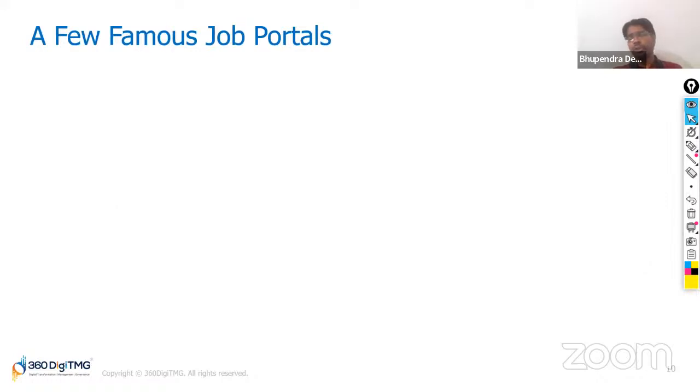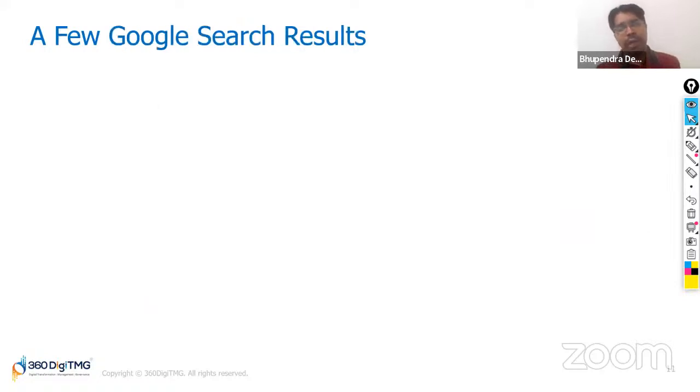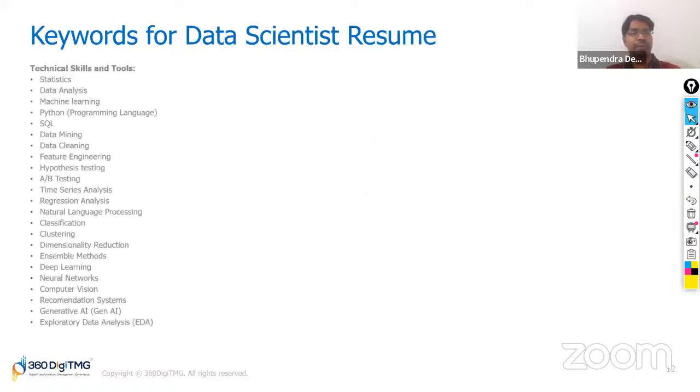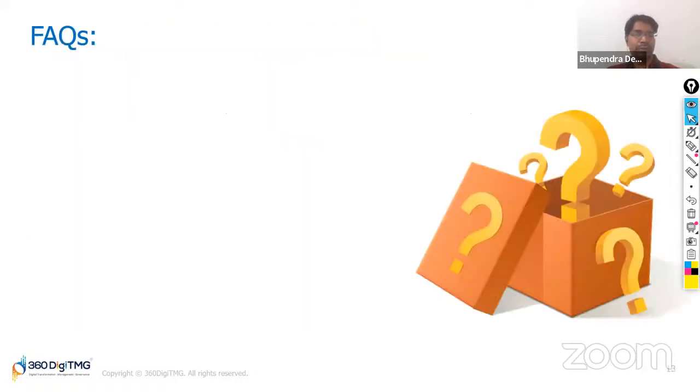Talking about jobs, in this resume preparation session we can talk about a few famous job portals. Here are a few famous job portals. Now, when we talk about Google search results, if you just go and Google it, these are the prominent results that we find. We can see that there are a lot of job openings for data scientists. Now, we search for keywords for a data scientist resume. There are many keywords here that you can use in your resume as per the job description, of course.